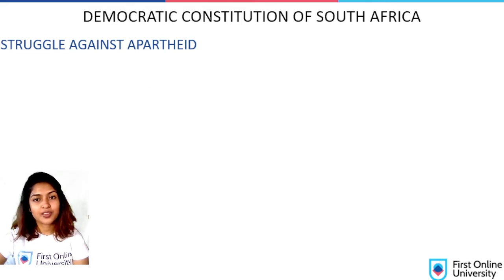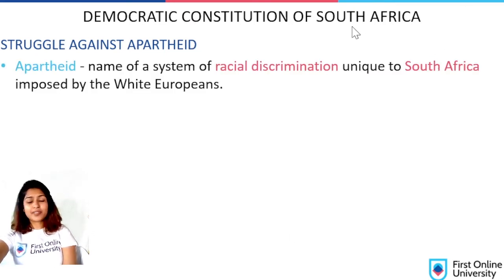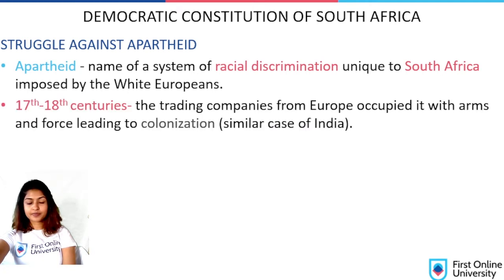Let us first go through the concept of the struggle against the apartheid regime. What is apartheid? Apartheid is a name of a system of racial discrimination that is very unique to the South African nation, imposed by the white Europeans. During the 17th and the 18th centuries, there were certain trading companies from Europe that occupied South Africa with arms and force, leading to its colonization. So whatever happened in the case of India happened with South Africa as well.